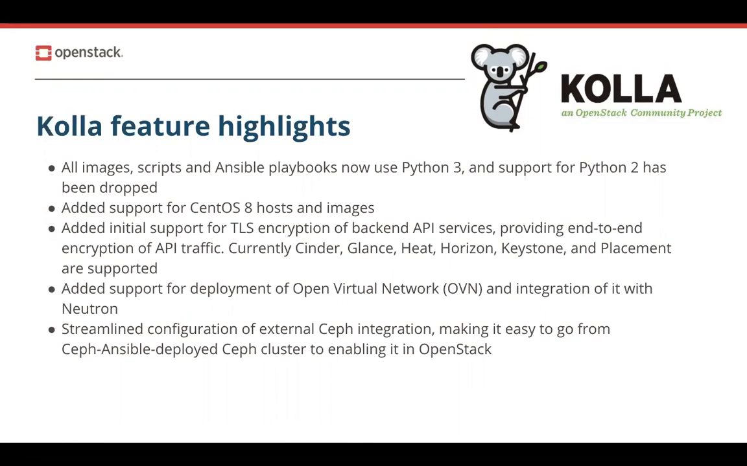We've implemented quite a few features in the Ussuri cycle. The main one was switching everything to Python 3 and dropping support for Python 2, which, as Mohammed said earlier, is something that every project has done. But for us, there were quite a few different places where we were using Python in different ways. And of course, we were deploying all of the other services which also needed to switch. So it was quite a complicated maneuver.